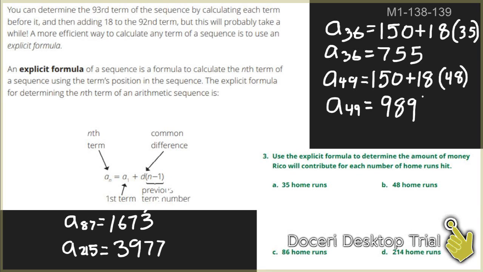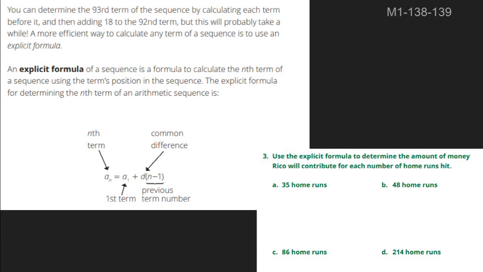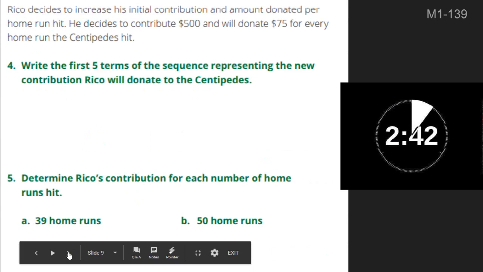And when you are finished, you can look up here and check. So the 87th term, which would be 86 home runs, is 1,673. And the 215th term, which would be the same as 214 home runs, would be 3,977. All right, good. So now you have successfully written an explicit formula for an arithmetic sequence.